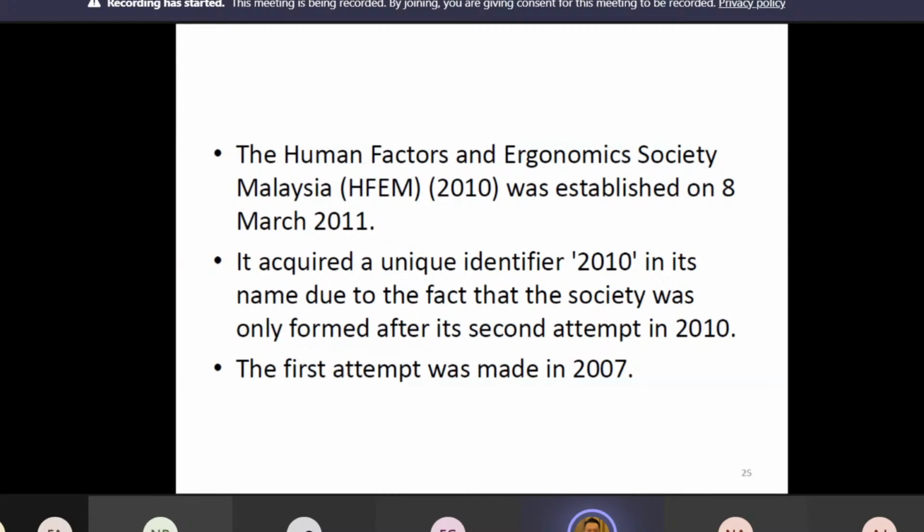It was established on March 8, 2011. However, it was registered in 2010, and it was founded, with the first attempt to make this society, in 2007. Who was the pioneer? The pioneer is Professor Dr. Halimatun and her husband, Professor Martin Helander. Professor Martin is one of the former presidents of the IEA.